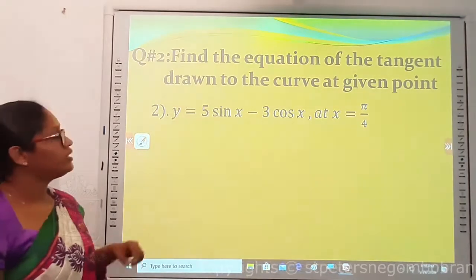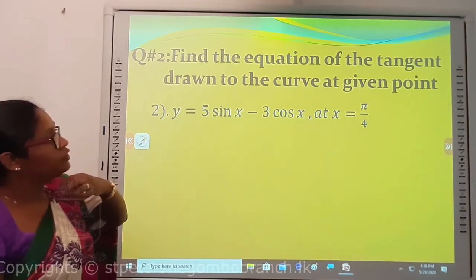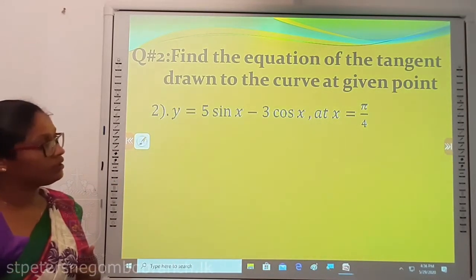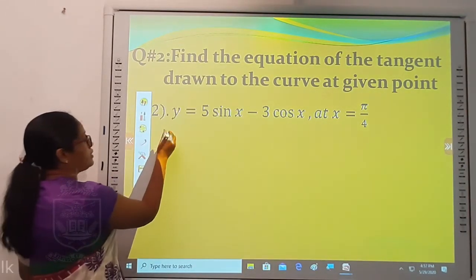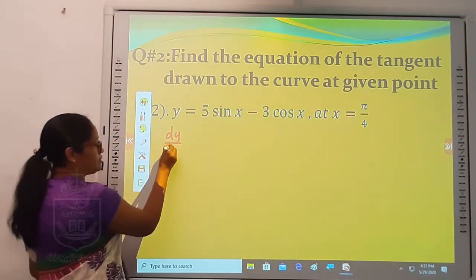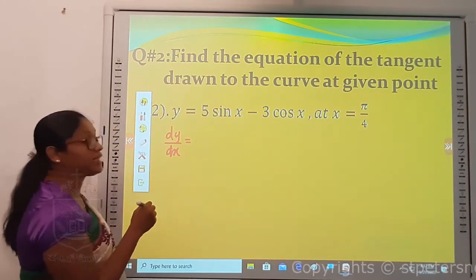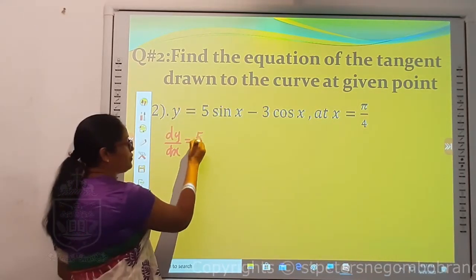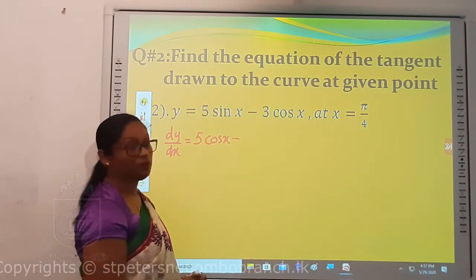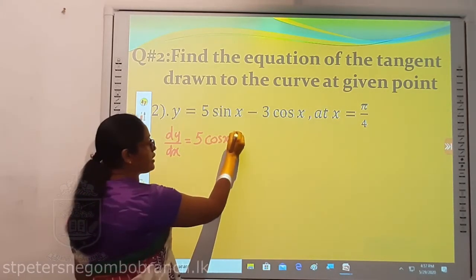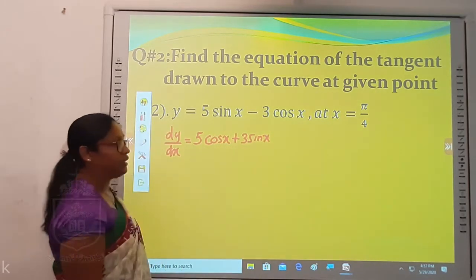Second question, under the same category of question, I choose one more, right? Here, we want to find the equation of the tangent drawn to the curve at the point x equals 5 by 4. dy over dx: we'll differentiate. The derivative of sin x is cos x, so 5 cos x, minus the derivative of cos x, which is minus sin x, therefore I will write this as plus 3 sin x, right? So this is the derivative function.